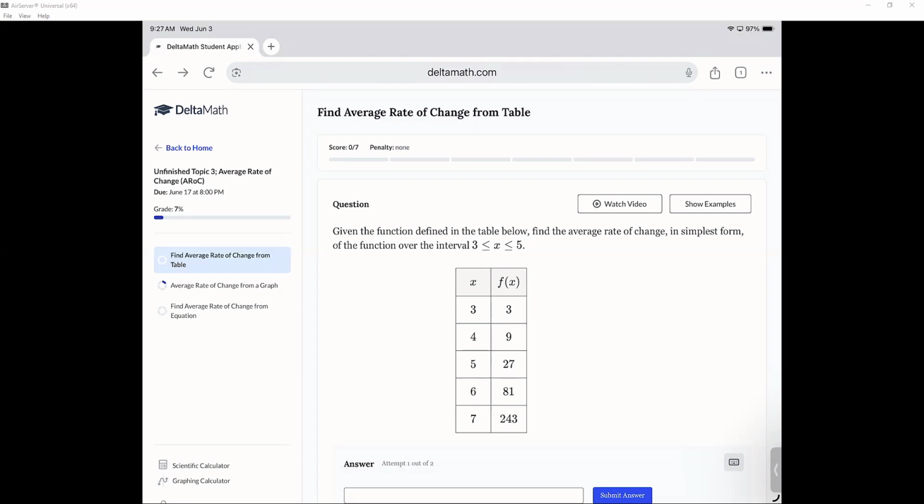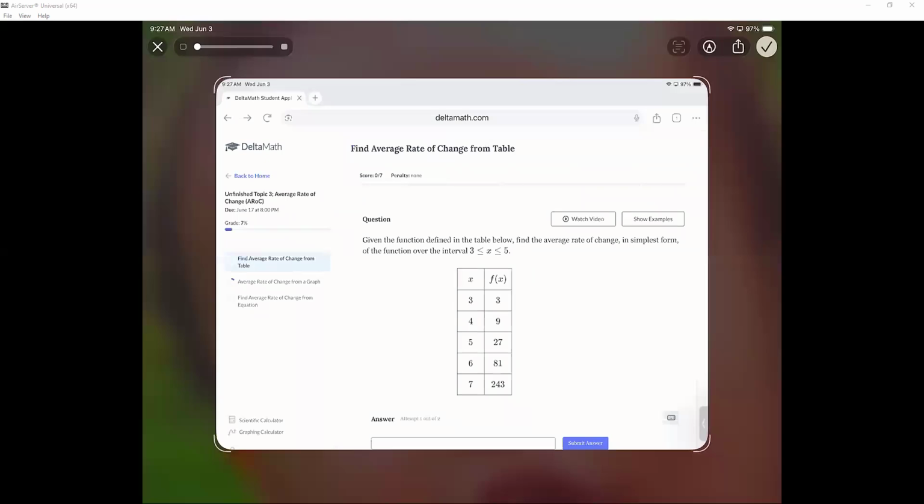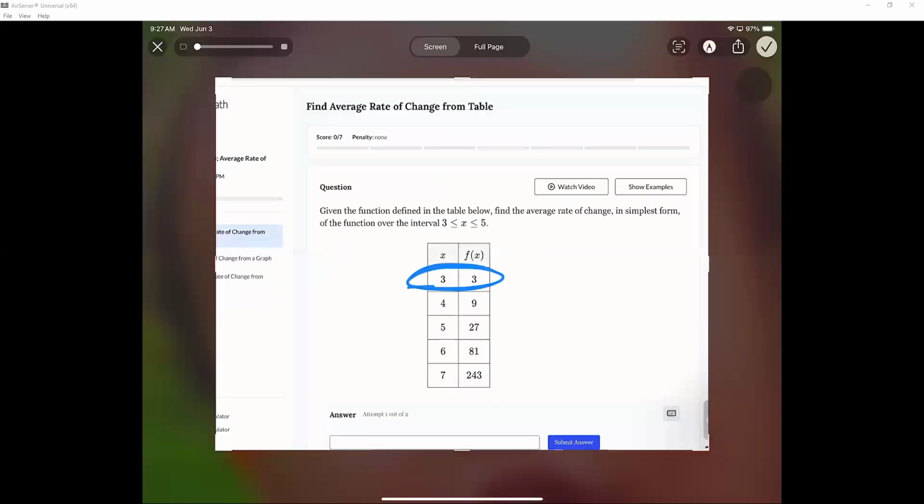So let me take a picture of this. What we're going to focus on is this entry and this entry. Even though there are 5 pieces of data, we only use 2, and it's the 2 that they tell us to. So from here, I'm going to go to the calculator. I've already kind of entered this.